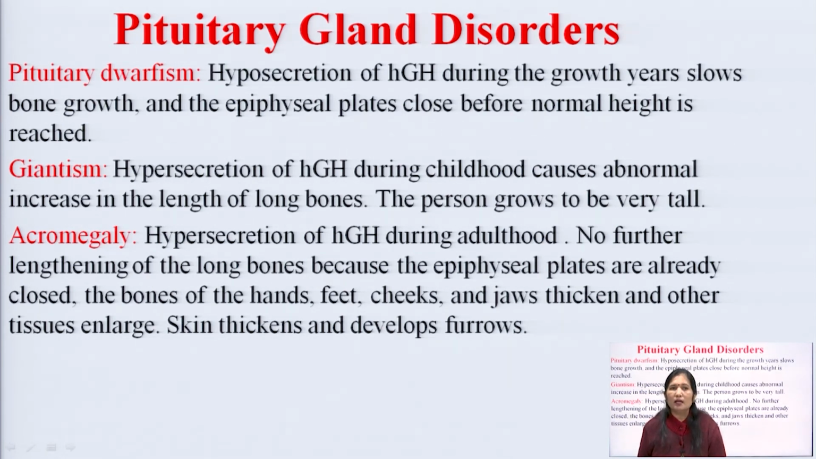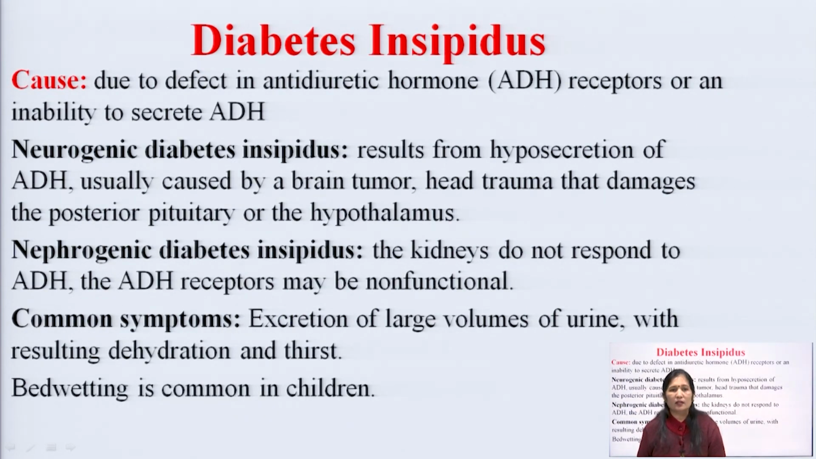Acromegaly occurs in adults. Dwarfism and gigantism occur during the childhood growth years, but in acromegaly, there is hypersecretion of human growth hormone during adulthood, which results in the bones of hand, feet, cheek and jaw becoming thick and other tissue enlarging. So, skin thickens and it develops furrows, and because the epiphyseal plate has already closed, there is no further lengthening of the long bones in acromegaly. So, these are a few of the pituitary gland disorders.